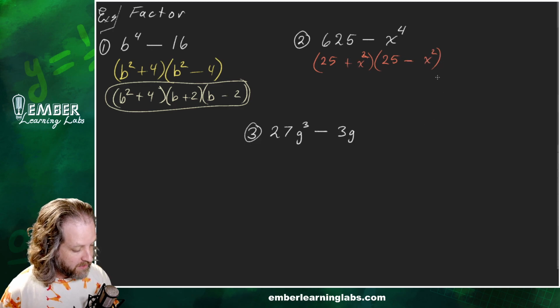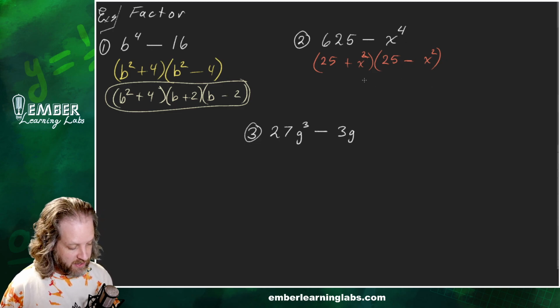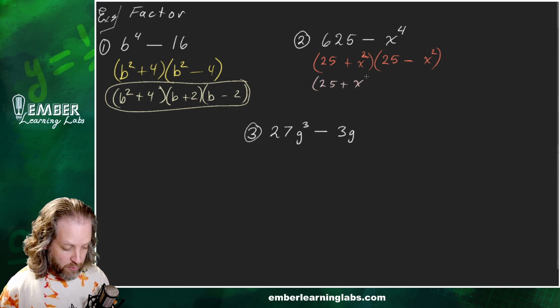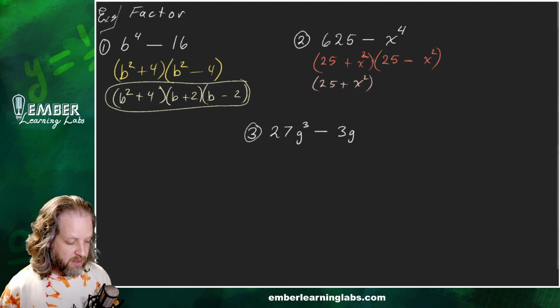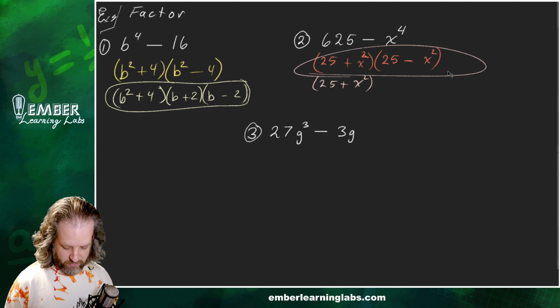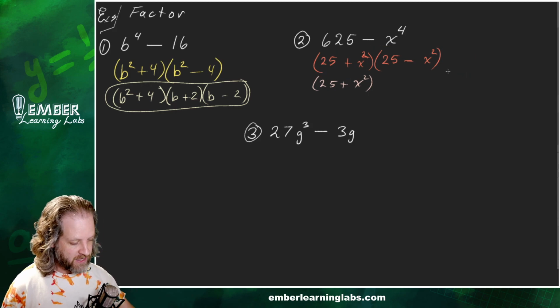Plus, minus. Now we have the same thing going on here. We have another difference of squares on this one. So we're going to bring down the 25 plus x squared. On some of the problems, you may be done right here. We circle it and move on. But you always want to check and make sure there's not something else that we need to factor out.